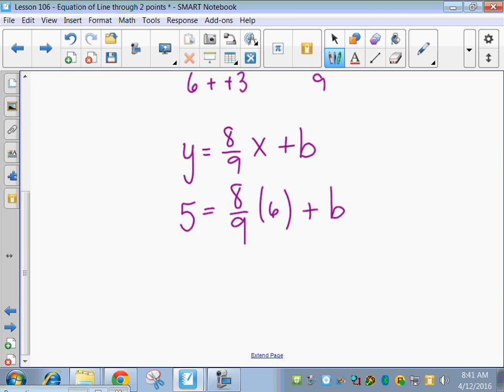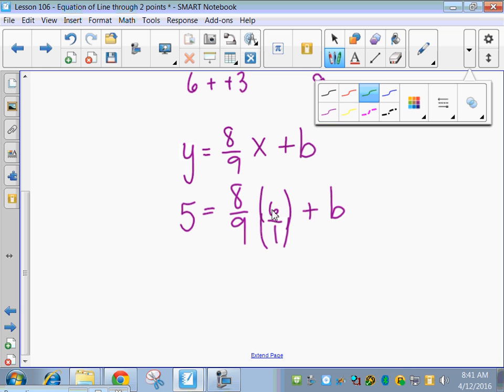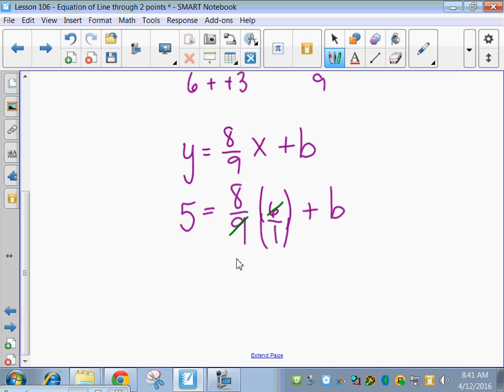Okay, again, we're multiplying the 8/9 times the 6. I would write this 6 as 6 over 1 because I'm multiplying it by a fraction. And then I would cross cancel. So 6 and 9 are both divisible by 3. So 3 goes into 9 3 times. 3 goes into 6 2 times. So I have 5 equals, multiply straight across. 8 times 2 is 16. 3 times 1 is 3.